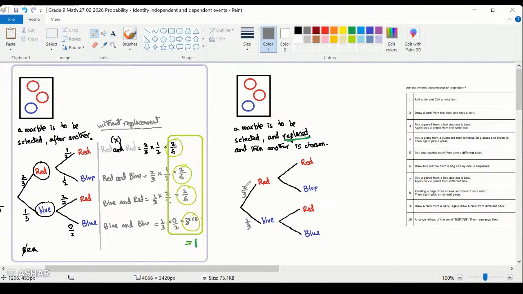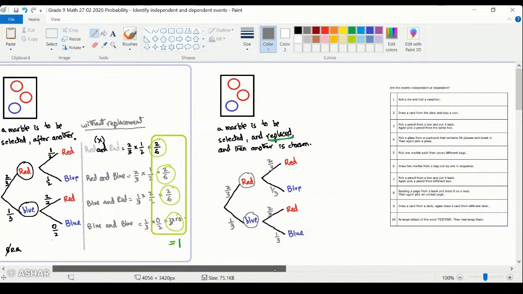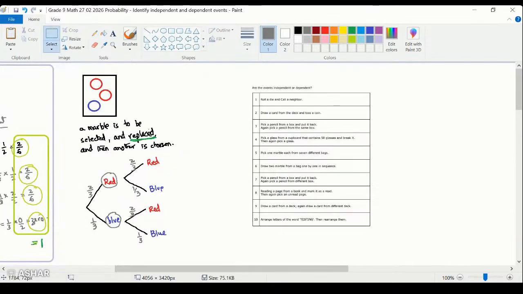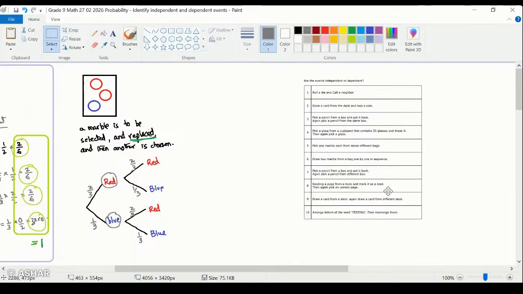If you take out 1 red and you put it back in the bag, did the number of reds or the total number of marbles decrease? No, it stays the same, right? And blue would be 1 upon 3. If you took out the blue and you put it back, the blue is still 1 upon 3 and reds were 2 out of the 3. That means the total number of marbles in the bag would never change. Agreed?